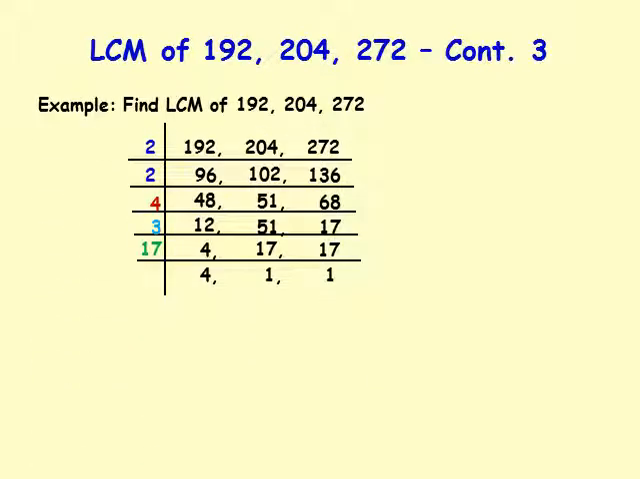Continuing with the problem of the LCM of 192, 204, 272. So far, 2 and 2 are the two common factors to all the numbers, that's the HCF. 4 is a common factor of two numbers, 48 and 68. 3 is a common factor of the first two numbers, 12 and 51. 17 is pairwise common to 17 and 17. There are no more not-so-common factors anymore. These are all individual factors.